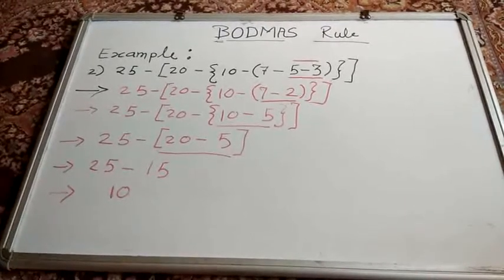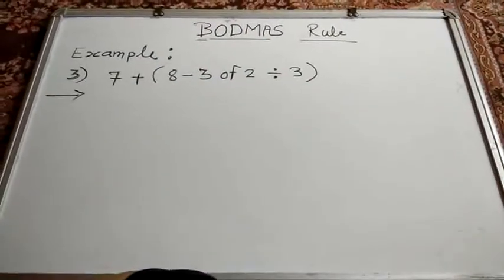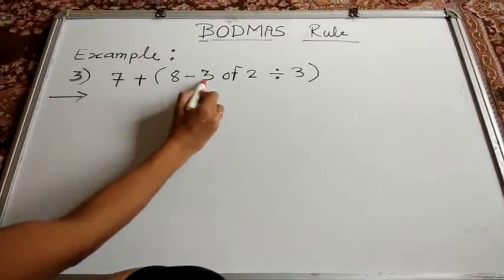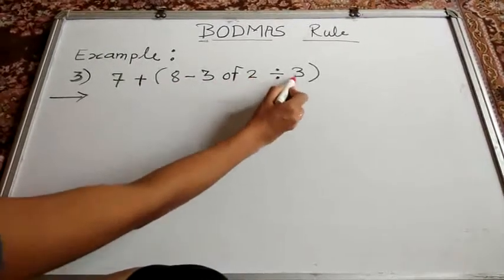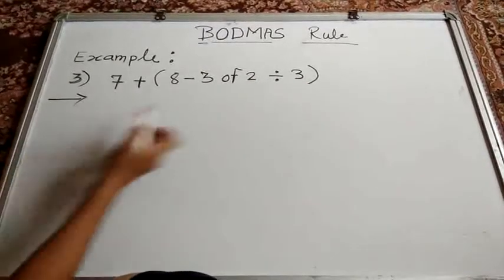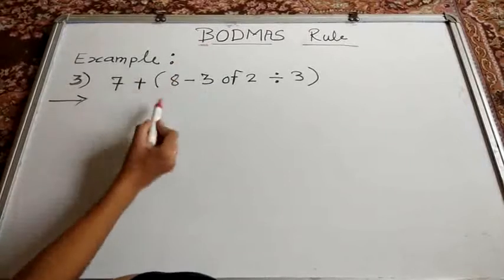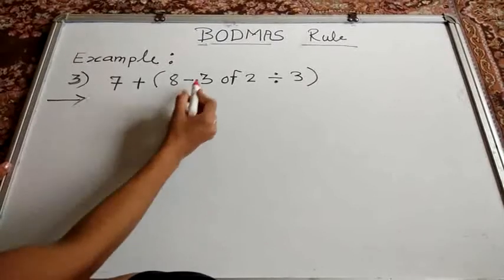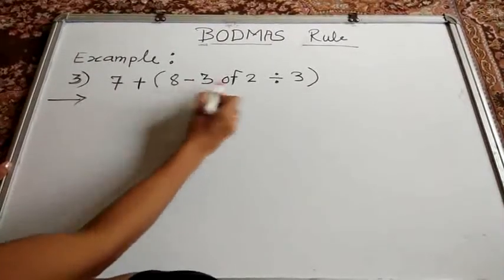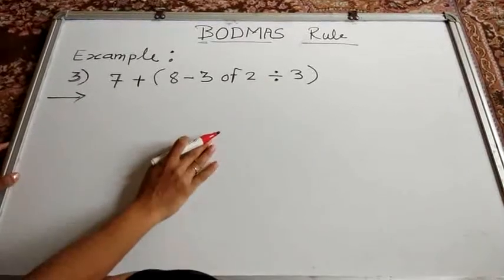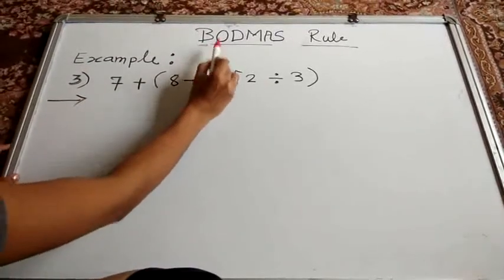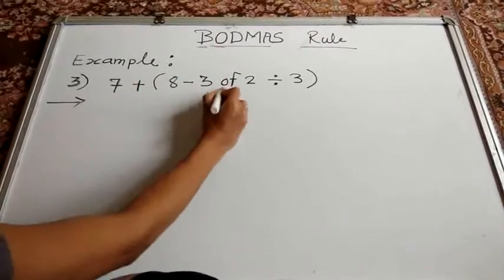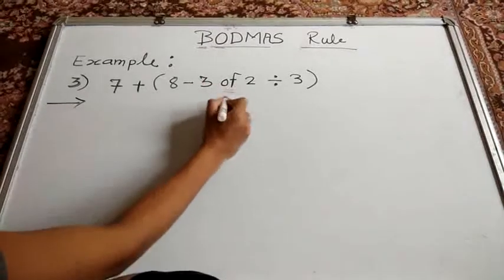One more example I will explain. The third example is 7 plus circular bracket 8 minus 3 of 2 divided by 3, bracket complete. According to the BODMAS rule, we have to solve the bracket first. Which bracket? This bracket. But if you observe, in this bracket there are three operations: subtraction, of and division. Now after bracket, the second letter is O. O stands for of. Now of means we have to multiply these two numbers.